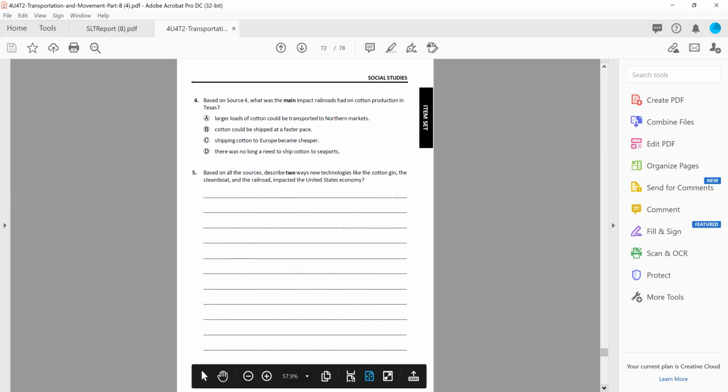So question 4 says, based on source 4, what was the main impact railroads had on cotton production in Texas? A, larger loads of cotton could be transported to northern markets. B, cotton could be shipped at a faster pace. C, shipping cotton to Europe became cheaper. Or D, there was no longer a need to ship cotton to seaports.